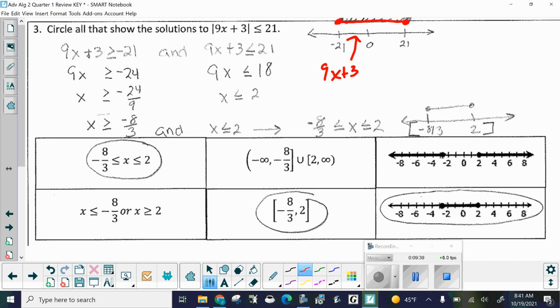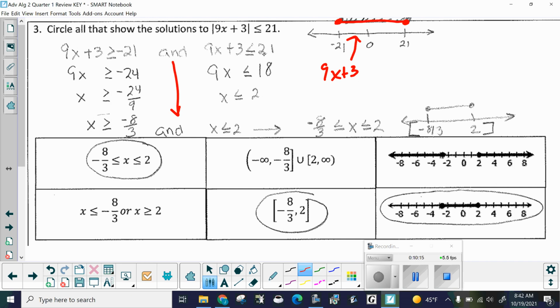I start on the left, I subtract 3 from both sides, and I have 9x greater than or equal to negative 24. I divide both sides by 9, and I get that x is greater than or equal to negative 24 over 9. I can simplify this. 3 will go into 24 and into 9 evenly, so I wind up with x greater than or equal to negative 8/3. I have to bring the word and down. The word is important.